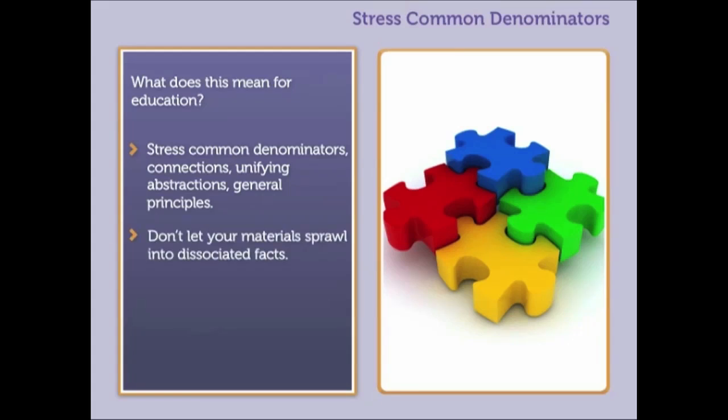Don't let your material sprawl into dissociated facts. Keep tying it together. Keep taking an overview. Keep pointing out, this is what binds it together. This is the one. Forget the many now. This is the one that ties the many together. In other words, keep reducing the units. That is the essence of the conceptual method that the child needs to learn.